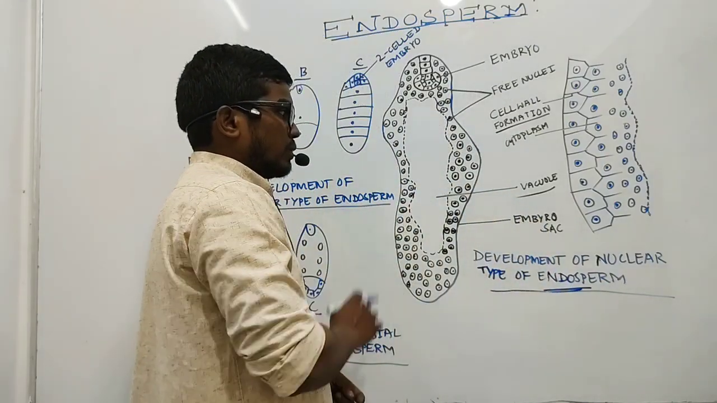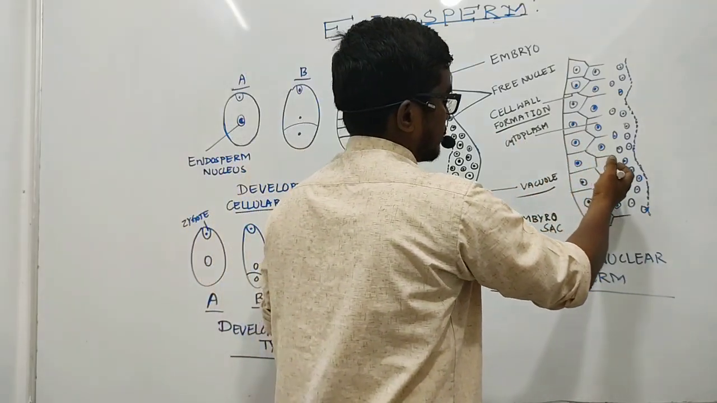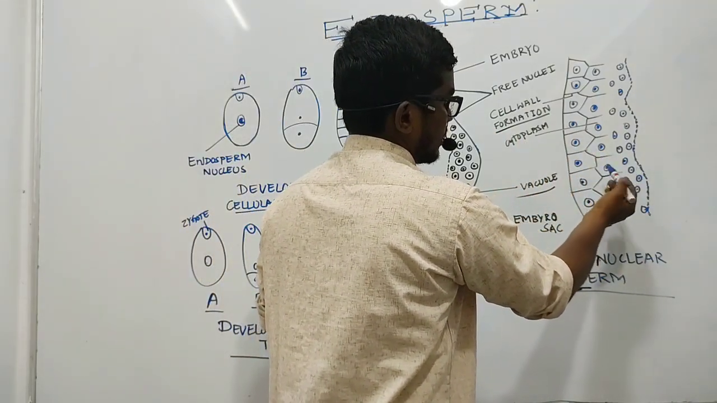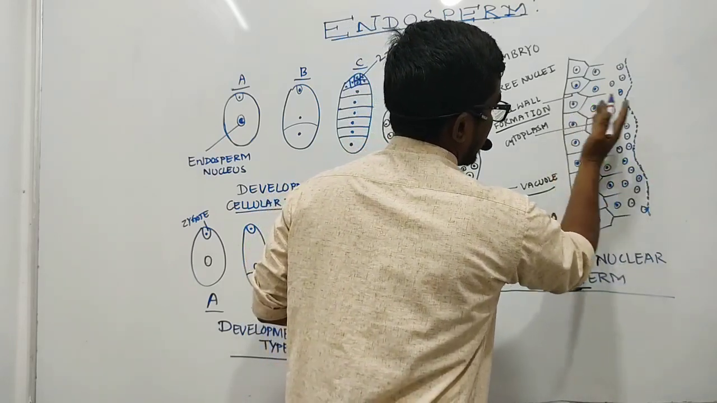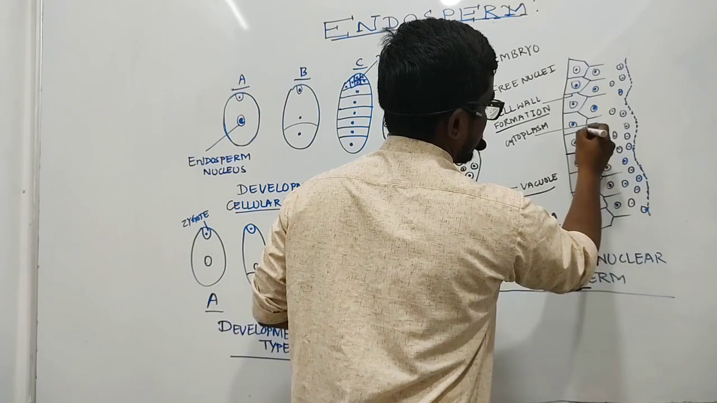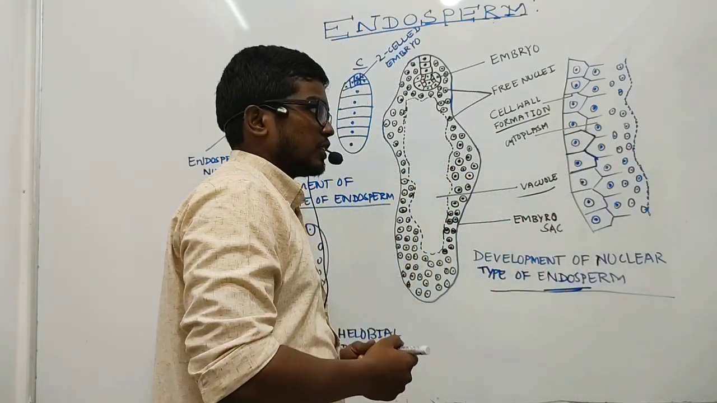And let me tell you further how the formation of the cell wall occurs. Generally, from the periphery towards the center, there is formation of the cell wall. So this you need to remember, my dear friends.